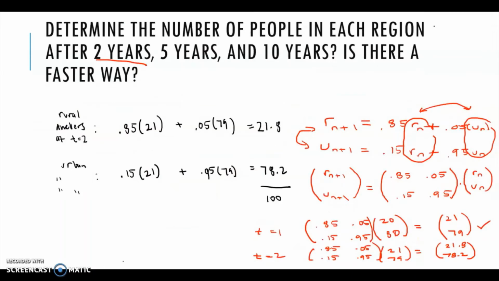So we can again do that. The rural dwellers at time t equals 2 is going to be 85% of the 21 who are present at time 1. And then they're going to gain 5% of the 79, so the new population in the rural setting is going to be 21.8, while that in the urban is 78.2.